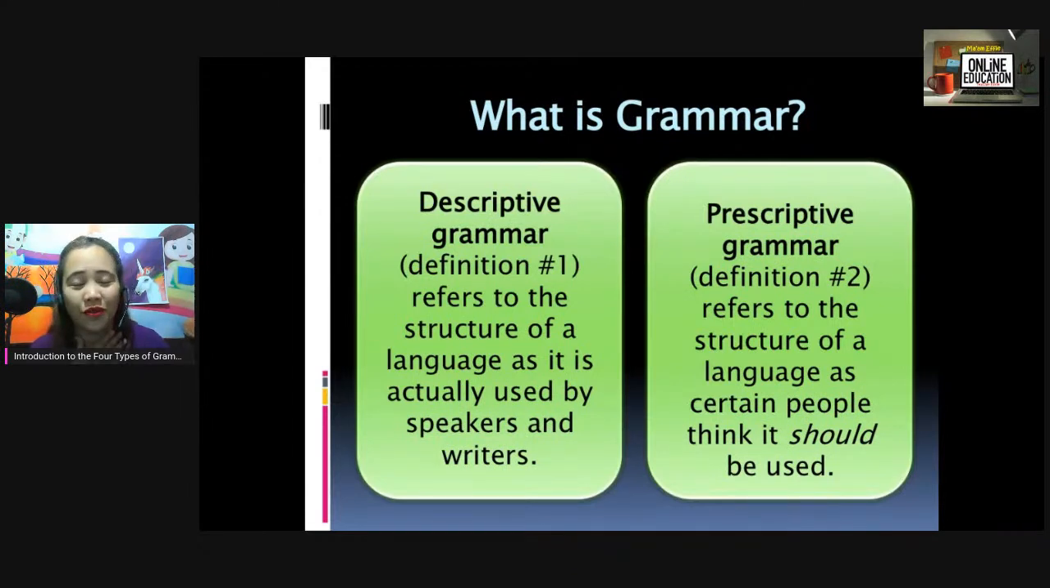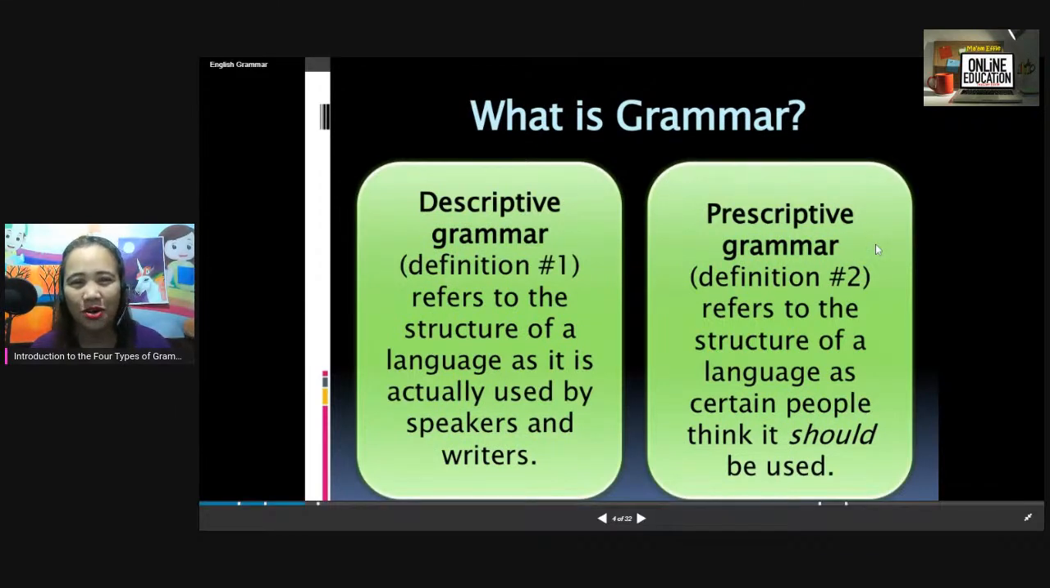Pasensya na, it's my throat, guys. So I am really making an extra effort to bring out my voice. I just hope that all my words can be heard.